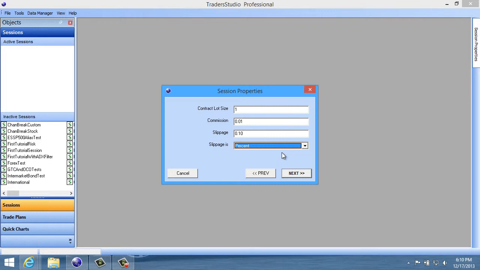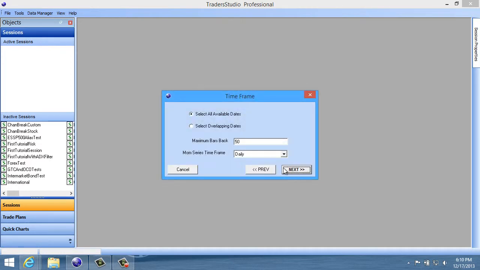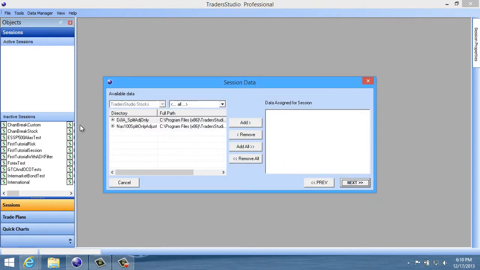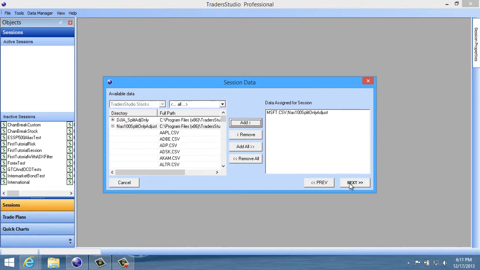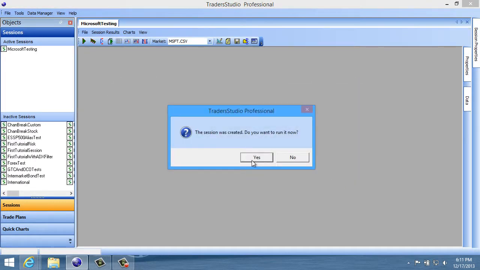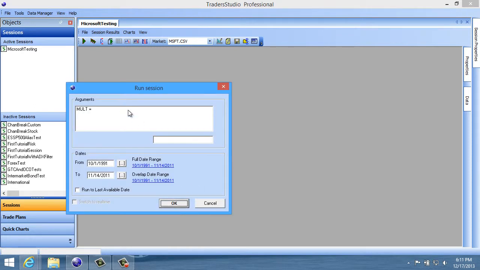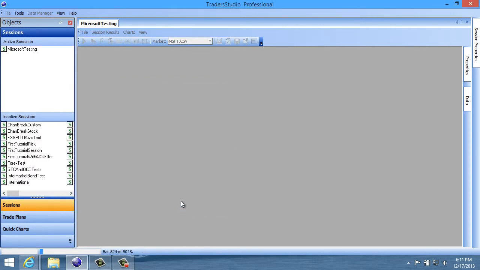What we're going to do is we're going to go to Next. We're going to select all available dates. We're going to pick Microsoft in this list. As you can see, Trader Studio ships with quite a few stocks in this format. We'll do Microsoft. We will run the session. Set our mult to be 0.5, full date range, and we'll click OK, let it run.